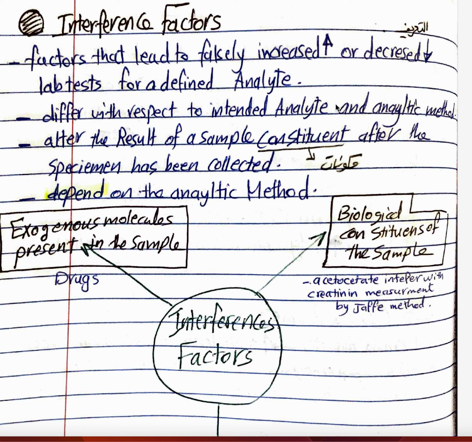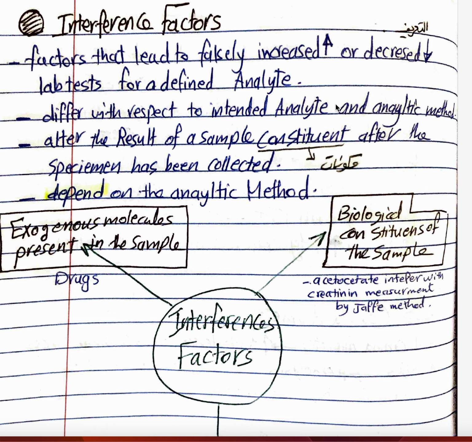Factors that lead to a false decrease or increase of a defined analyte. They differ with respect to the analyte and the analytic method, because it depends on the analytic method here. So that is the difference between the interference factors and influencing factors. Influencing factors don't depend on the analytic method, while the interference factors depend on the analytic method. So they differ with respect to the analyte and analytic method, and alter the result of the sample constituents after the specimen has been collected. That means they affect the constituents themselves.